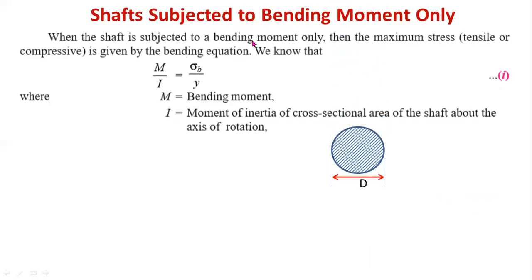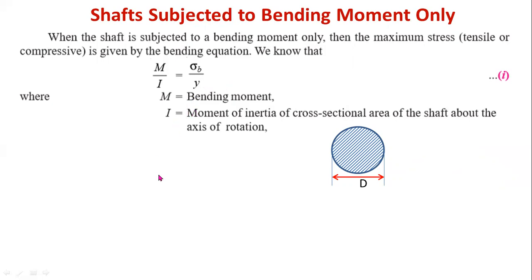Now this is case number 2: shafts subjected to bending moment only. Already we know from mechanics of solids, or strength of materials, the simple bending equation: M by I equal to sigma by y equal to E by R. Already we know that from the bending equation, M by I equal to sigma b by y.